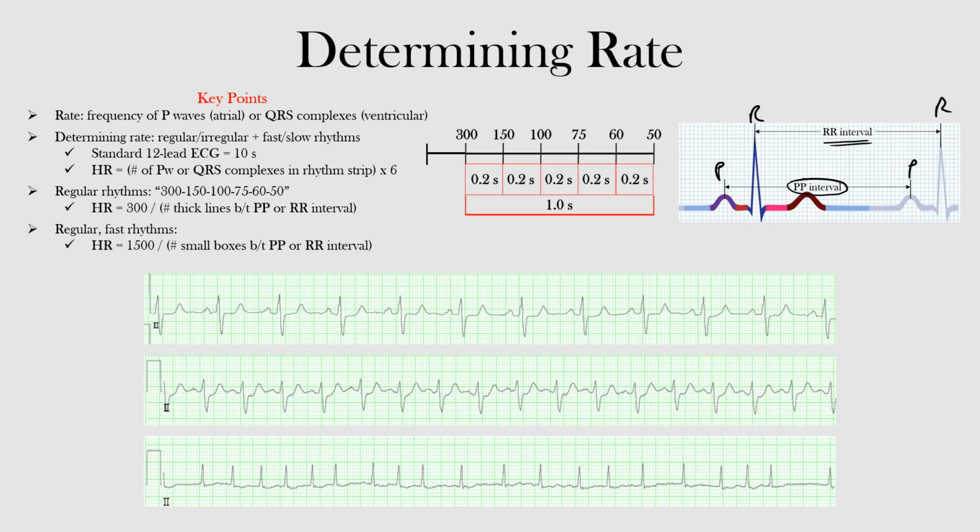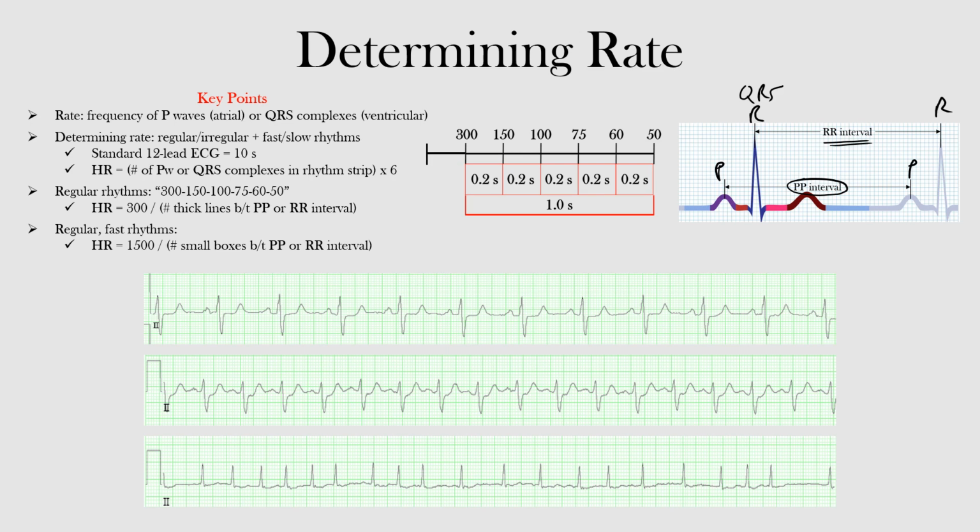Why ventricular? Because the QRS complex represents ventricular depolarization, and our P wave represents atrial depolarization, so that's our atrial rate. When determining rate, you should first determine if you are dealing with a regular or irregular rhythm. You don't need to do this, although it will be helpful as we go through these various ways of determining rate. So let's find the regularity of these rhythms below.